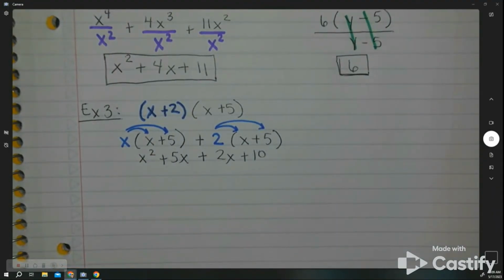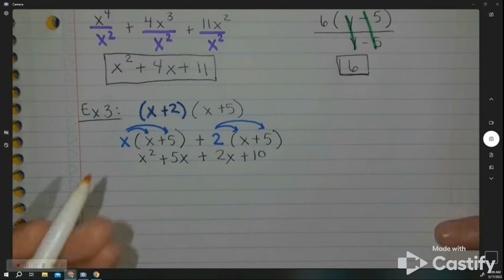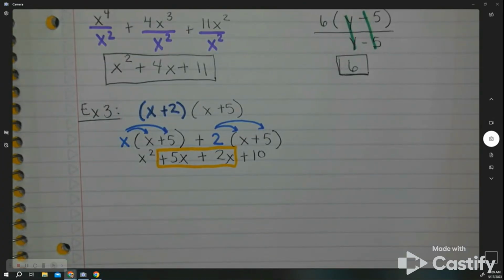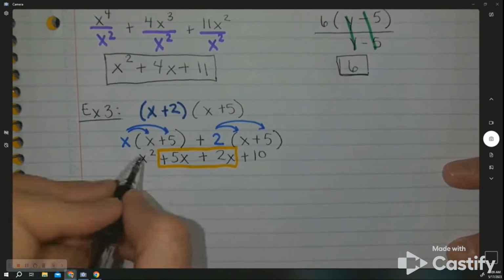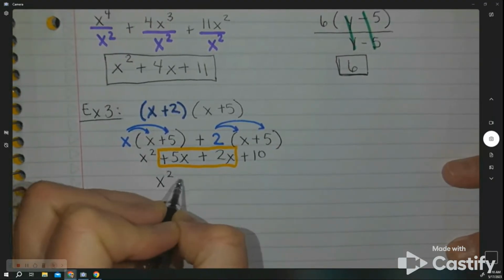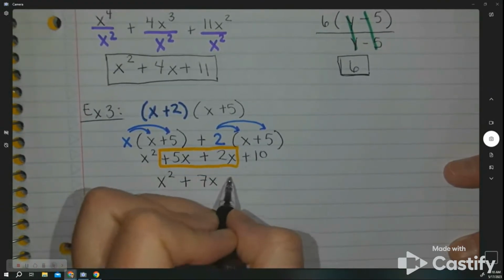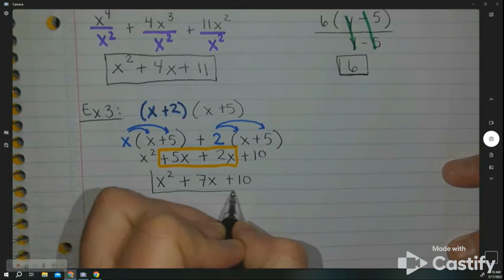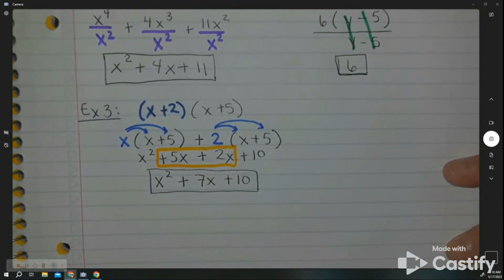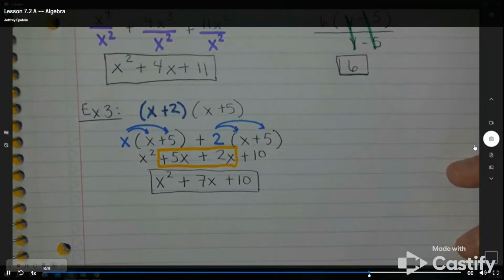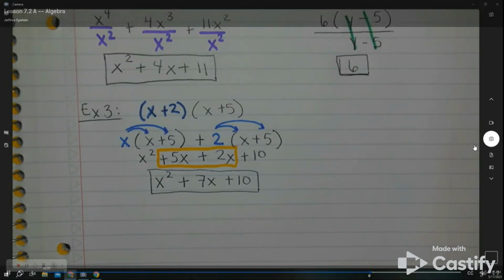Now I look for like terms. When I'm looking at these, 5x and 2x both have that variable raised to the same power, so those are my like terms. x squared is still x squared. Plus 5x's plus 2x's is 7x's. And then 10 was alone as well. So x squared plus 7x plus 10 is our final answer for that one.